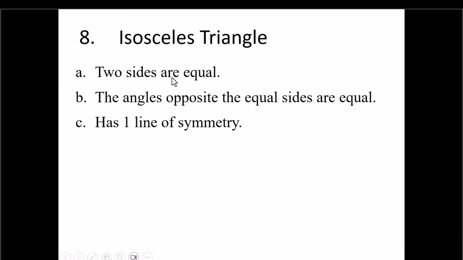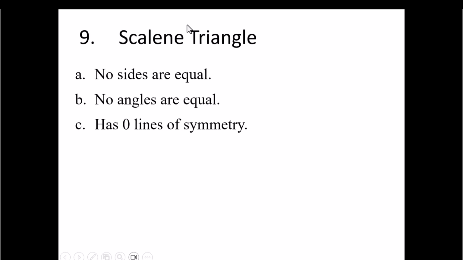You can see two sides are equal. The angles opposite the equal sides are equal. Then it has one line of symmetry. Very, very important. The next one is scalene. So scalene is when no side is equal, no angle is equal, and it has zero lines of symmetry.